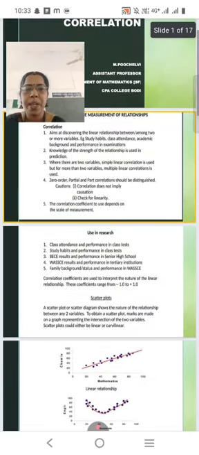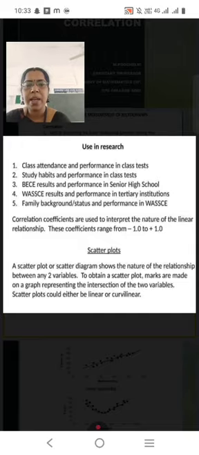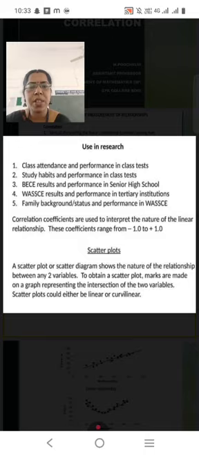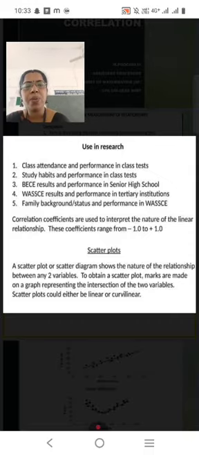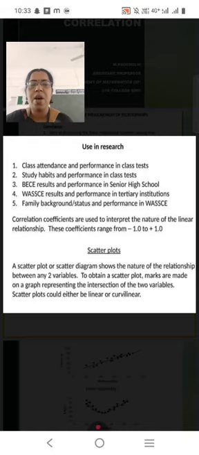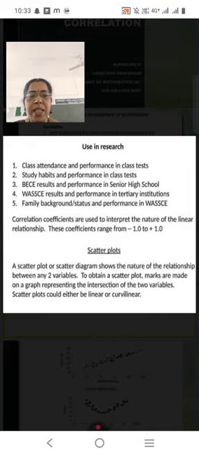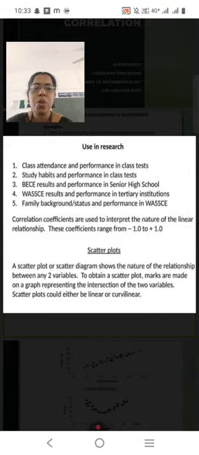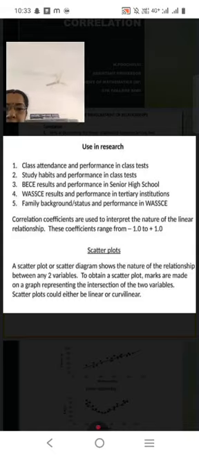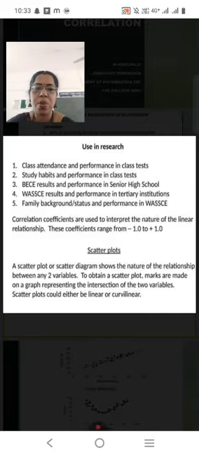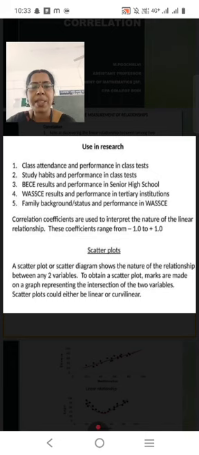Next one, uses in research. Next, correlation. Correlation coefficients are used to interpret the nature of the linear relationship. These coefficients range from -1 to +1, that is, from negative to positive. Scatter plots. A scatter plot or scatter diagram shows the nature of the relationship between any two variables. To obtain a scatter plot, marks are made on a graph representing the intersection of the two variables.